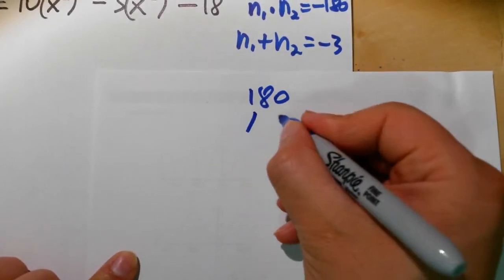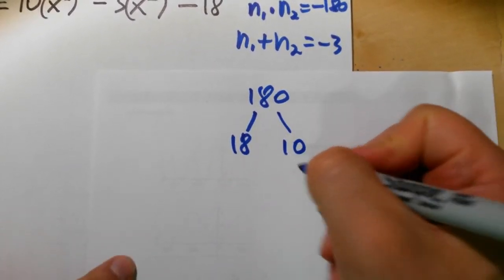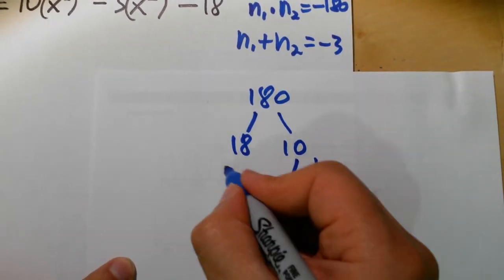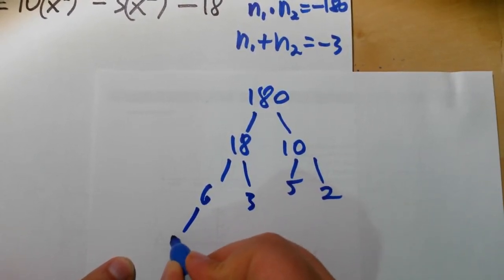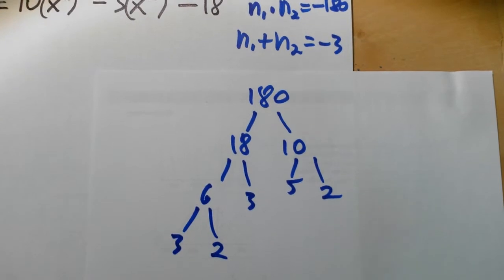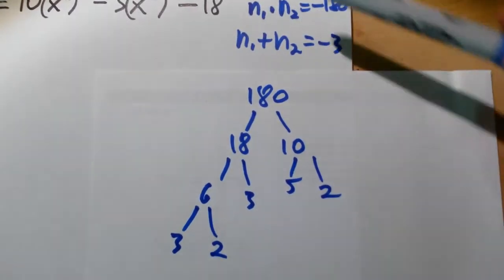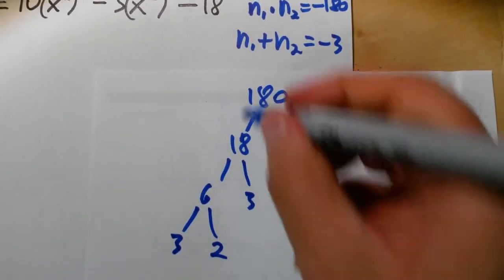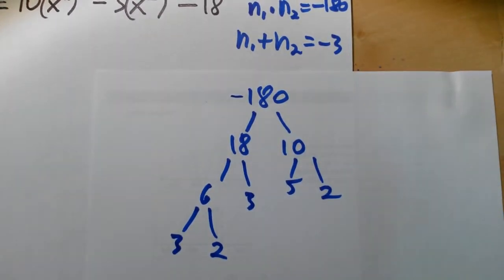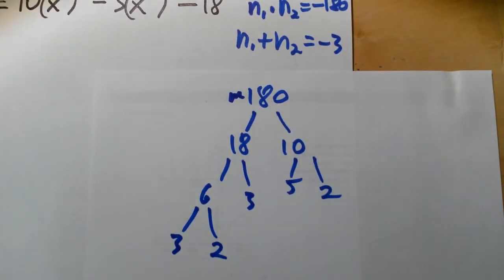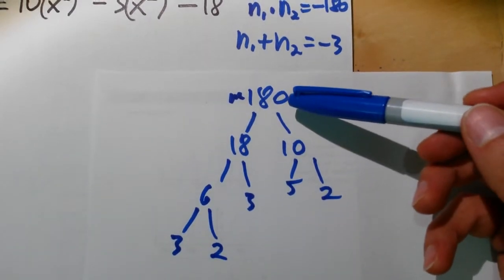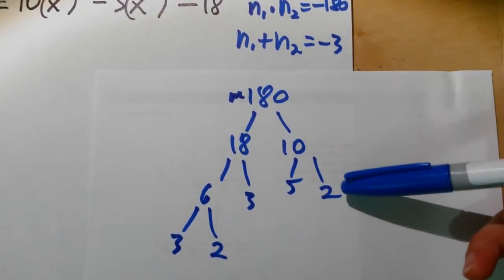So we have 180. This is the same as saying 18 times 10, which is the same as 5 times 2, and 18 is the same as 6 times 3, and then this 6 breaks into 3 times 2. Let's see if we can find a combination of numbers so that we can get negative 3. We know that the product will have to be negative, so let's put negative here. Let's find a combination that will give us negative 3.